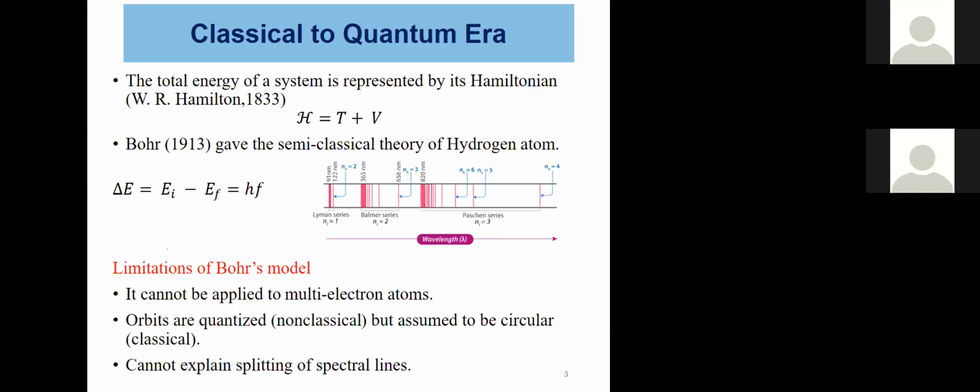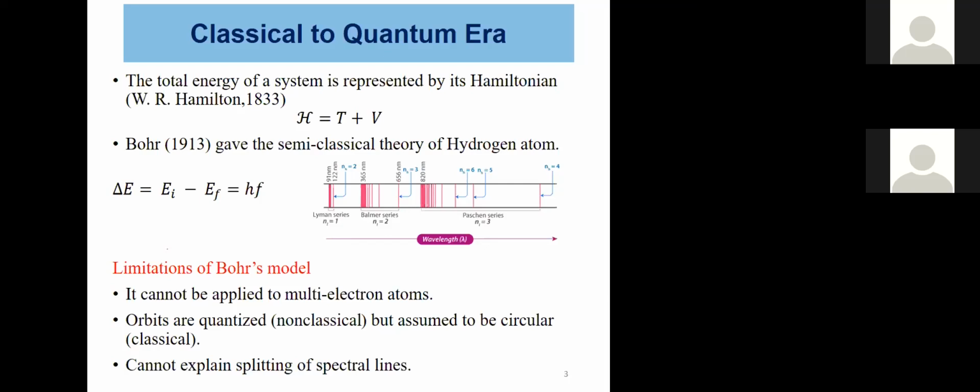At that time, the problem was that there was no theory available which could explain the spectra of any atom or any molecule. So Bohr tried to give a very simple model: the energy difference between the excited state and the ground state emits radiation of frequency f, where h is Planck's constant. The model of Bohr was good for hydrogen, but beyond hydrogen, like helium and other multi-electron elements, it was not able to predict the spectrum.